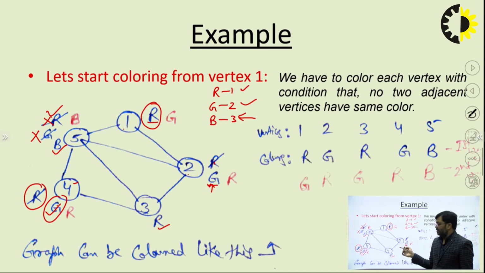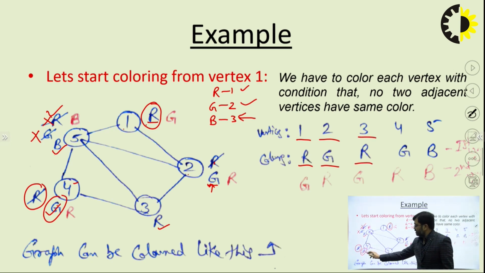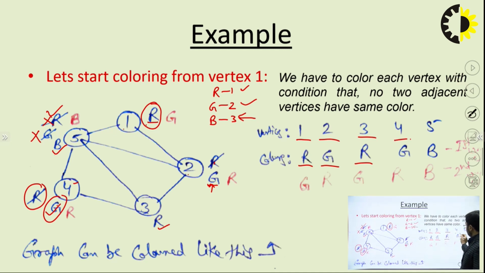Then what color combination has been covered? Vertex 1 is colored with red color, vertex 2 is colored with green color, vertex 3 is colored with red color again, vertex 4 is colored with green color, and vertex 5 is colored with blue color. This is one of the solutions for coloring this graph.